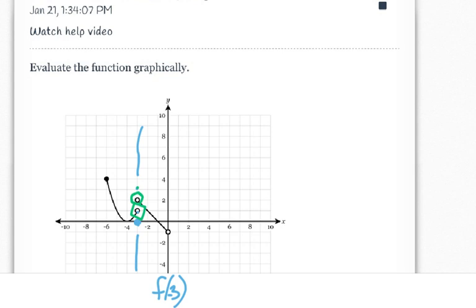Are either one of those closed? Is there a solid dot? No, there's not a solid dot. So your answer would be undefined because it's not solid. So that's an example of undefined.